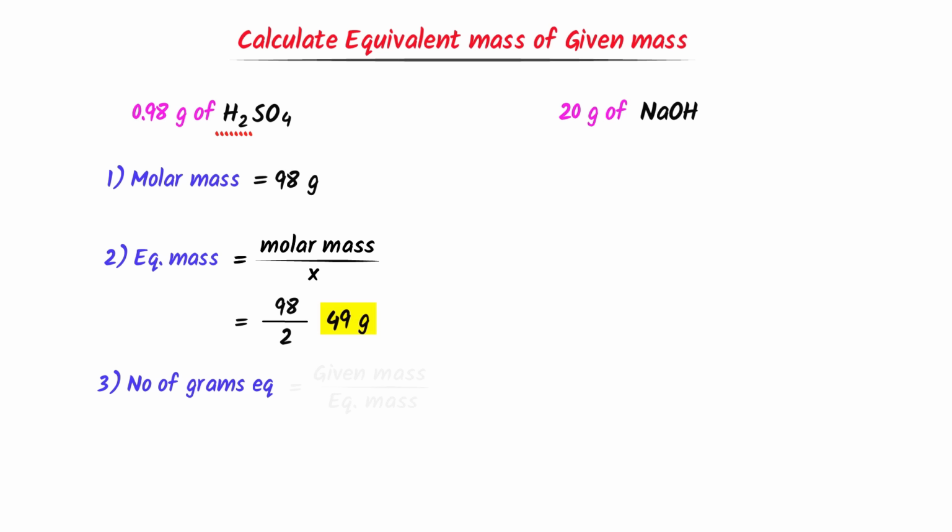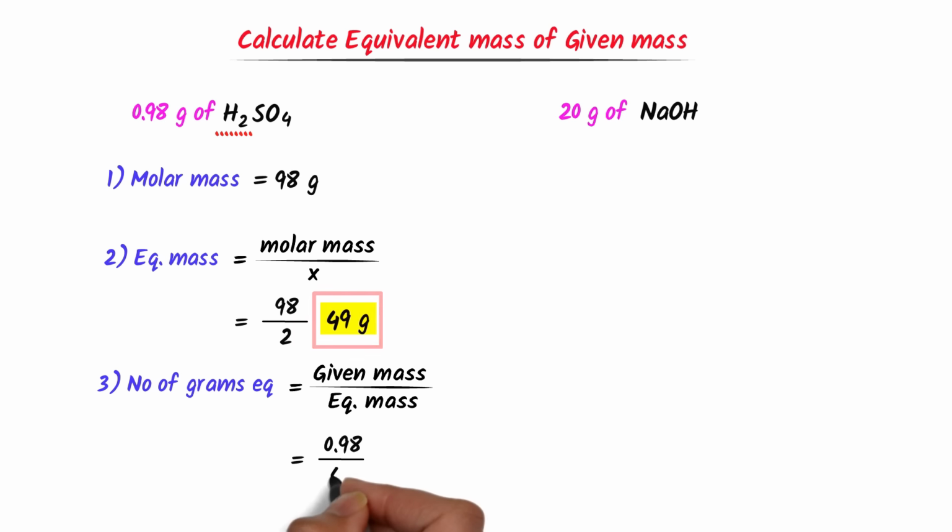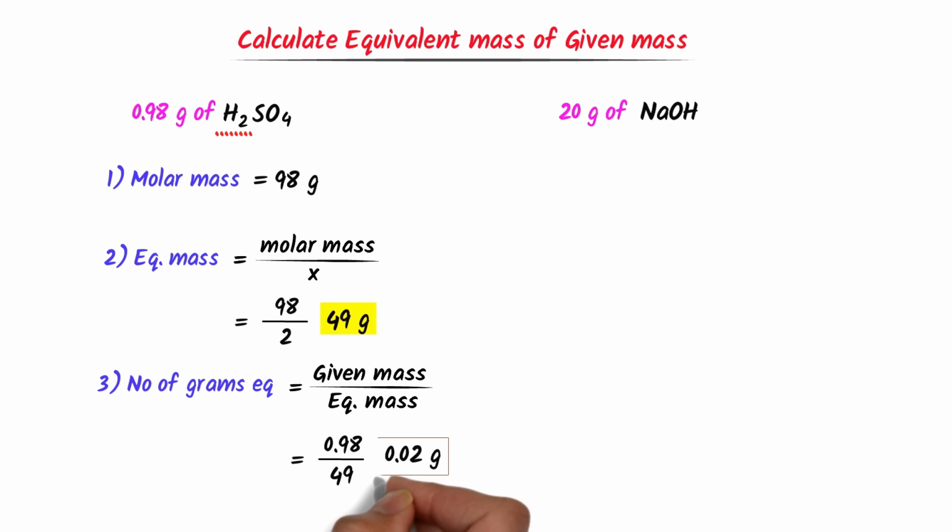Now listen carefully. The formula of number of grams equivalent is equal to given mass upon equivalent mass. We can see that the given mass is 0.98 gram and the equivalent mass is 49 gram. Thus I plug in all these values in this equation. After calculation, I get 0.02 gram.